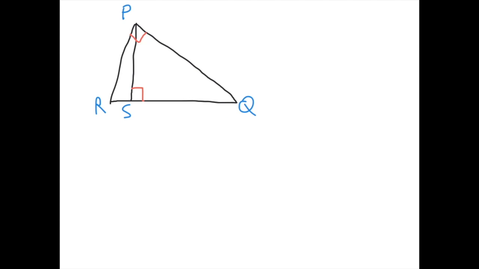So now why geometric mean is important in geometry. There are two cases that geometric mean can be used in geometry, both of which deal with right triangles. So in this case, we've got a right triangle, P, Q, R, and we've dropped an altitude in the triangle.